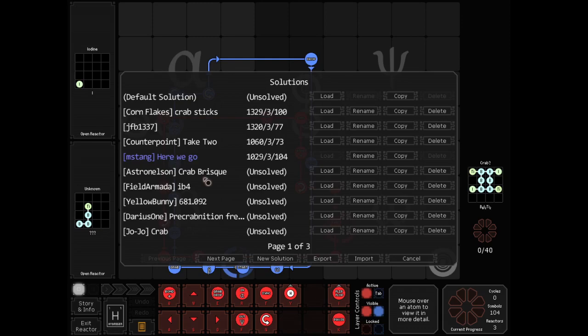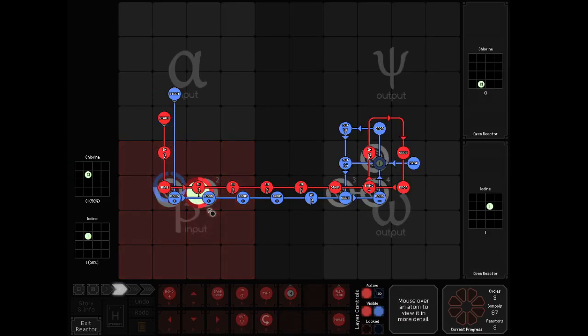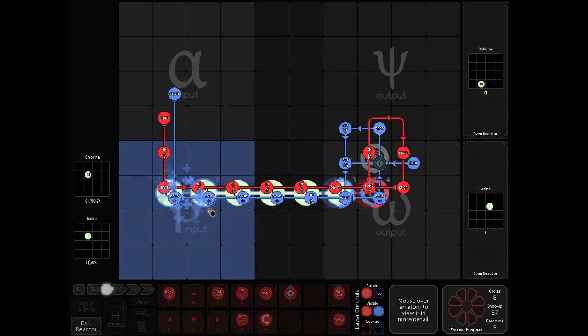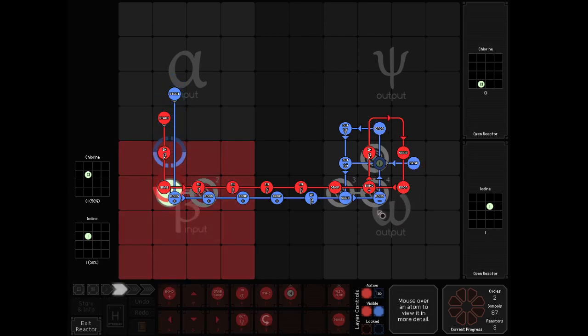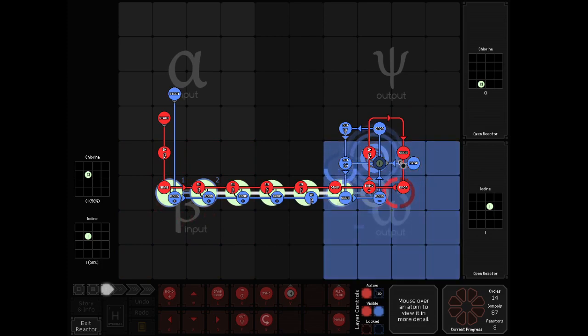Next is Astronelson with Crab Beask, a lot of crab puns or crab references. Okay, what's going on here? This is a little hard to look at, but clearly it's just a 6 cycle loop, and it's because of this bounce back sensor for the drop. Very nice.